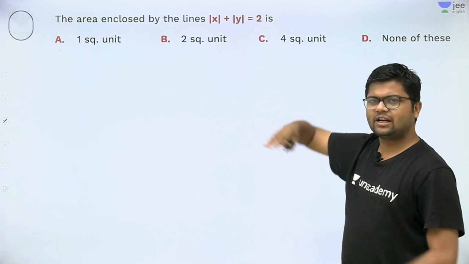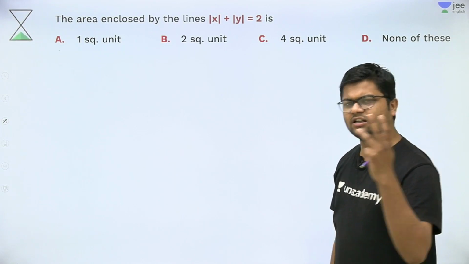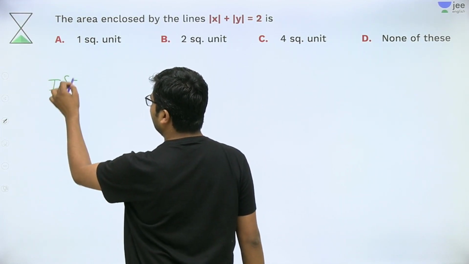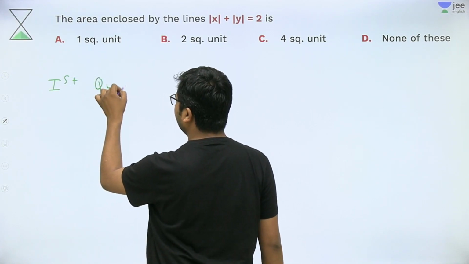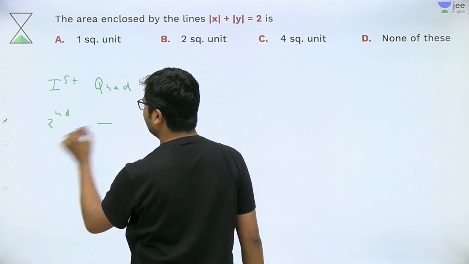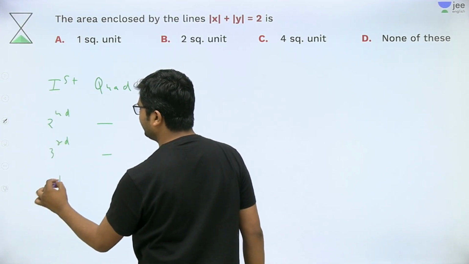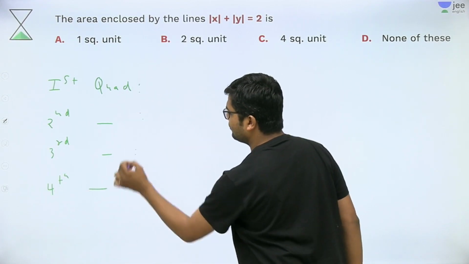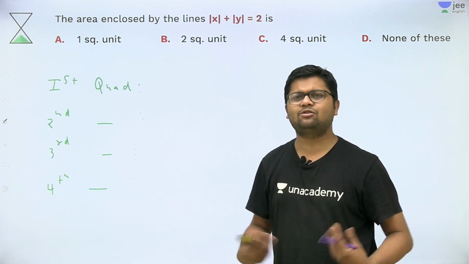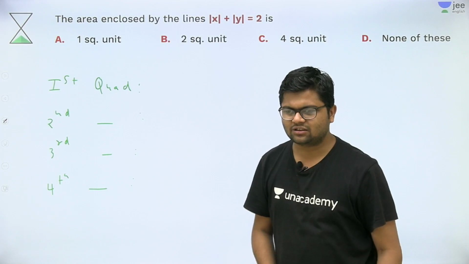So I categorize the whole graph into 4 quadrants: first quadrant, second, third and fourth. Just look at this. I am saying first quadrant, in first quadrant the equation of line, in second quadrant the equation of line, in third quadrant the equation of line, and in fourth quadrant the equation of line. Till now it is okay, everyone? Why I have chosen quadrants: because in quadrants x and y change their signs.